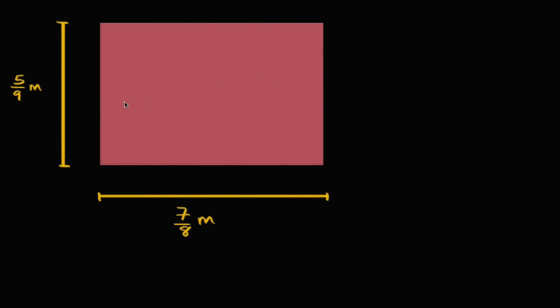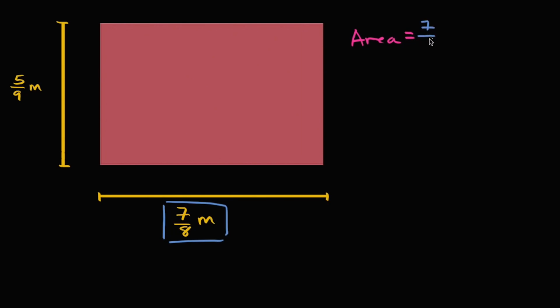So we've got a rectangle here. It's 5/9 of a meter tall and 7/8 of a meter wide. What is its area? And I encourage you to pause the video to think about that. Well, one way to think about it, you can say, okay, our area is just going to be the width times the height. We're just going to multiply these two dimensions. And so the width is 7/8 of a meter.